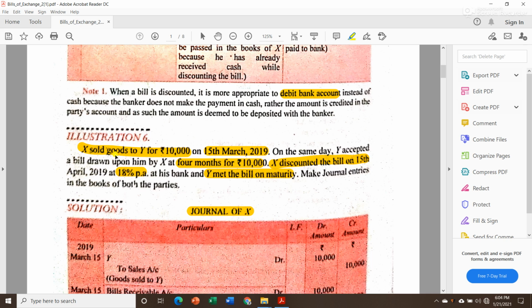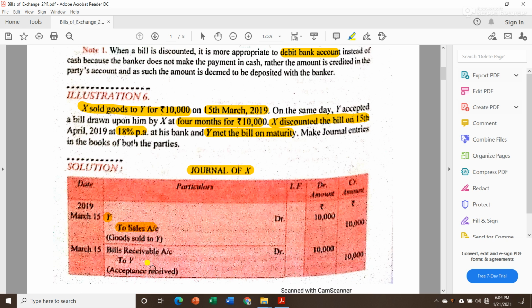Since X sold goods to Y, Y account debit to sales, because Y is the person who is receiving goods after selling. So 10,000. Then on the same day, that means Y accepted a bill drawn upon him by X.